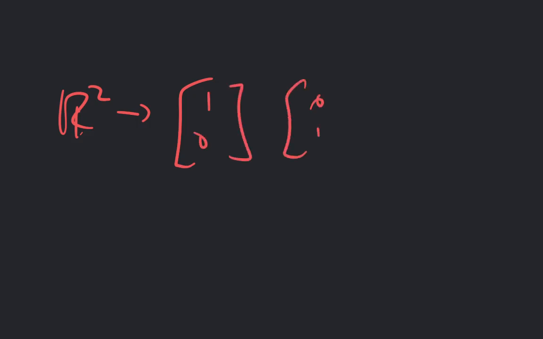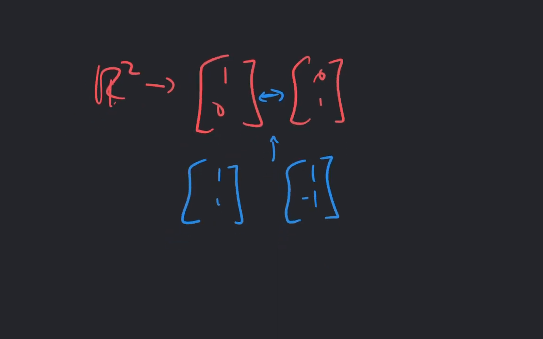If you're in R2, or two-dimensional space, you have two basis vectors, (1, 0) and (0, 1). This is the standard basis. I'm not going to really talk about other bases, but as long as these two vectors are linearly independent, another basis could be, say, (1, 1) and (1, negative 1). These are also linearly independent, and they would span the space just as (1, 0), (0, 1) do.